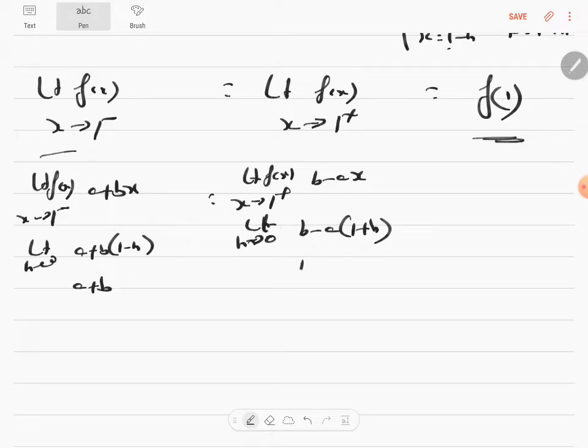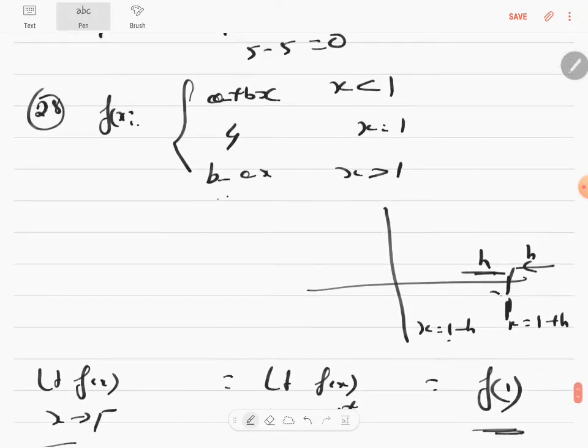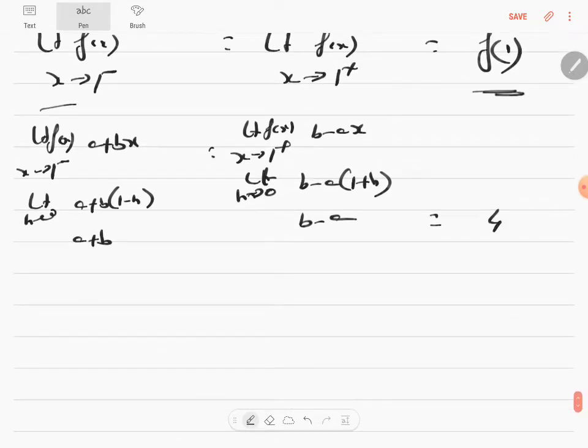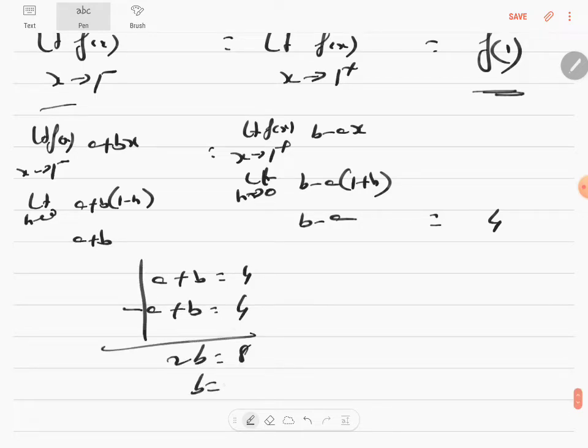With h as 0, b minus a is equal to, what is f of 1? Look at this. At x is equal to 1, f of x itself is 4. So a plus b is equal to 4. And b minus a is equal to 4. Adding, 2b is equal to 8, b is equal to 4. Substituting back here, a is equal to 0. Thus a is equal to 0 and b is equal to 4.